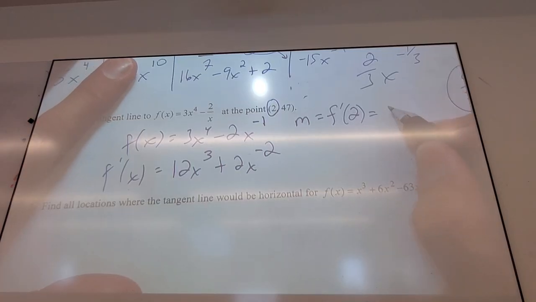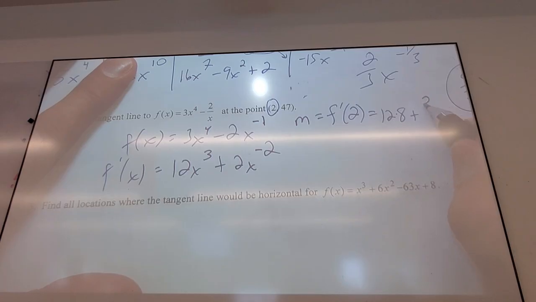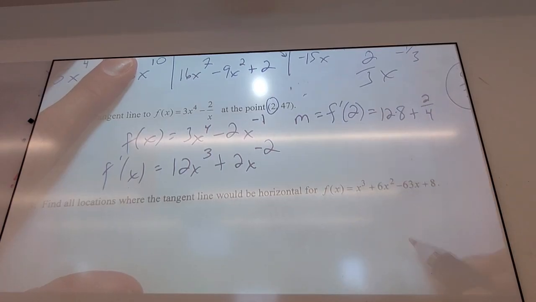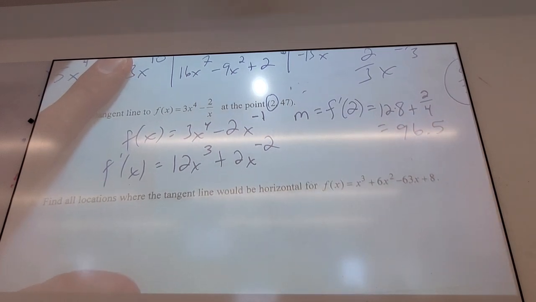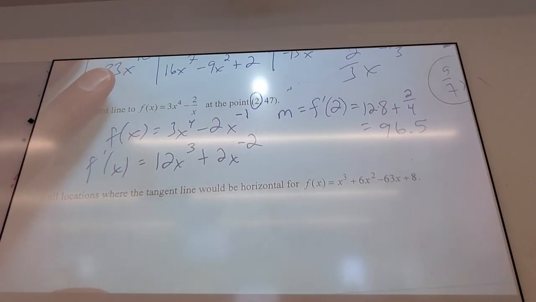And when you do that, you get 12 times 8 plus, what is that, 2 fourths. So you get 96.5. I have it right. I just did it differently. You didn't trust it? No, I did it differently. Oh, okay. But you got the right answer. Yeah.